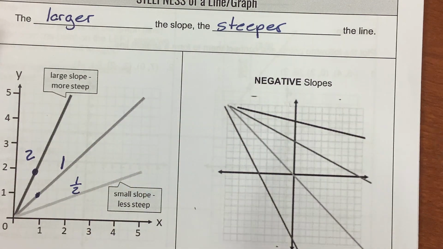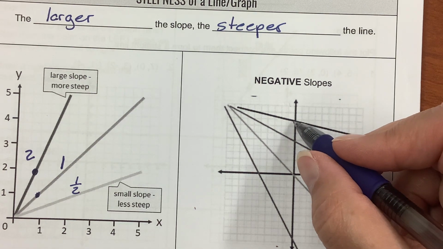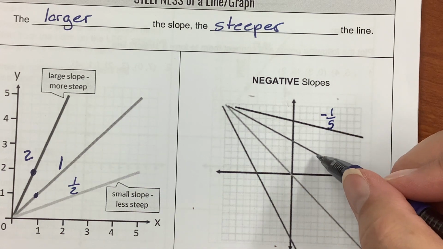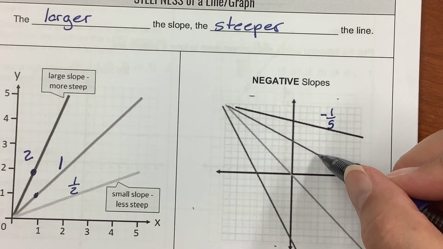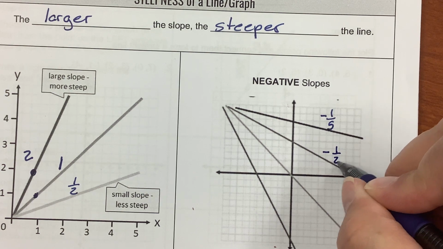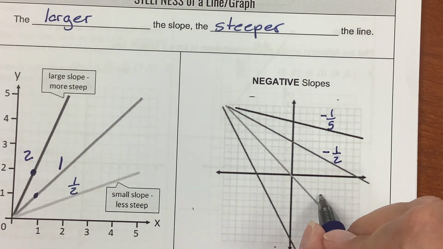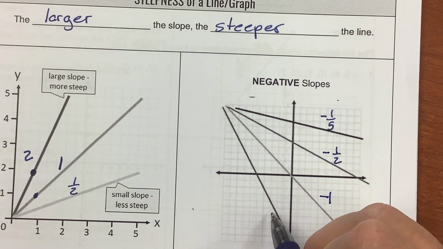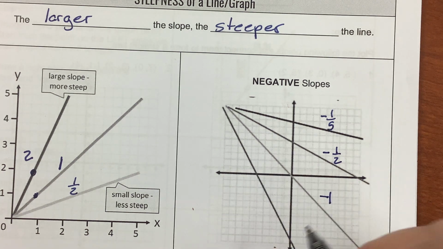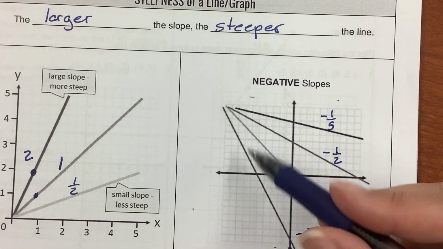Now let's take a look at this. This one seems to be going up 1, left 5. So that's negative 1/5. And then this one is up 1, left 2, up 1, left 2. This is negative 1/2. This one is negative 1. And this one is up 2, left 1, up 2, left 1. So that is negative 2. Now, the more negative it is, the steeper the slope.